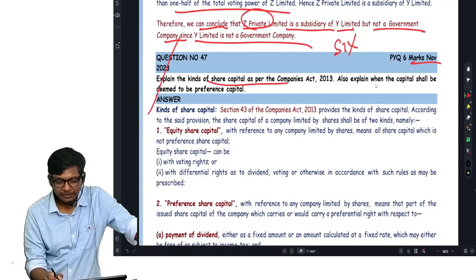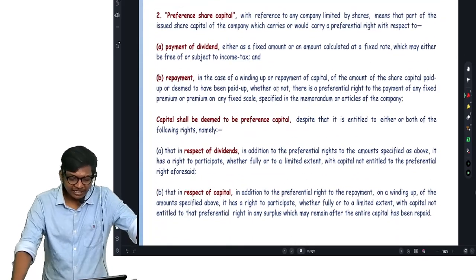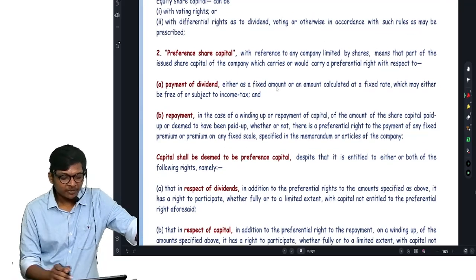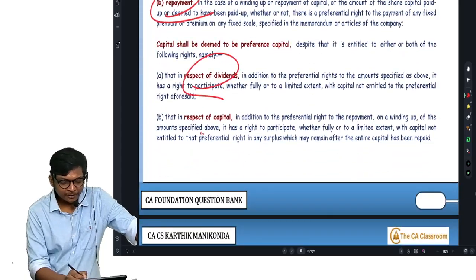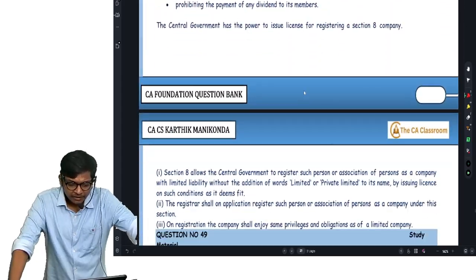Kinds of share capital. Explain what is deemed to be preference shares. So they are writing equity and preference differently. Preference has preference in payment of dividend and repayment, in respect of dividend and repayment of capital. Fine. We will come in reverse.